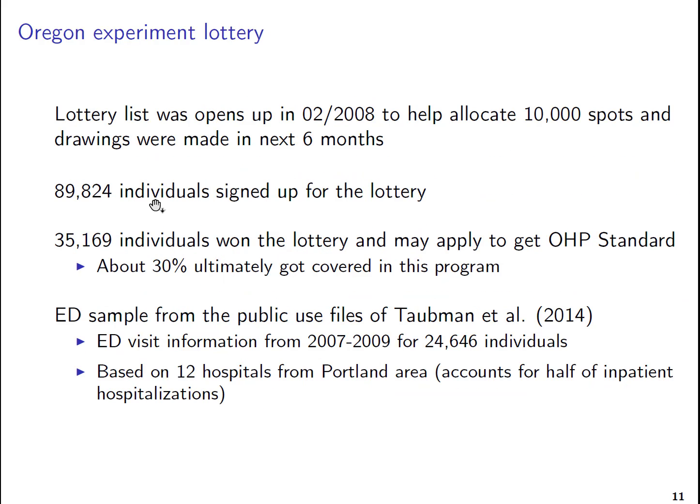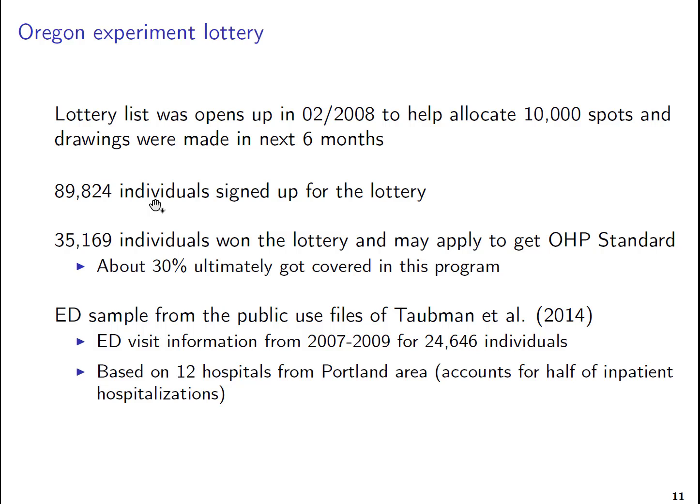All right. So again, just to recap and tell you a little bit about what the lottery experiment was. The lottery list was open in February 2008. The goal was to allocate 10,000 spots. And the administrators in Oregon couldn't find a way to do it that would be pleasing to the federal government. They had considered other ways of doing so, but eventually settled on just a random experiment. About 90,000 individuals signed up for the lottery. Eventually, 30% ultimately gained coverage, because you've still got to meet the requirements for OHP Standard.